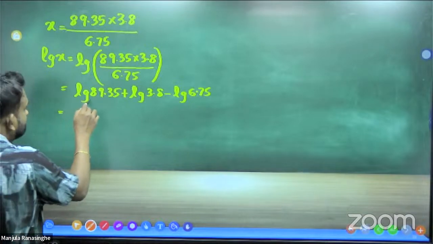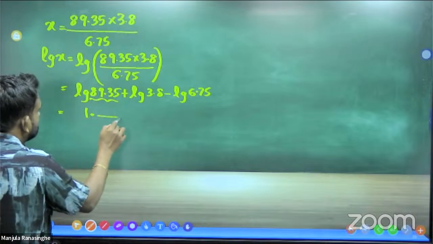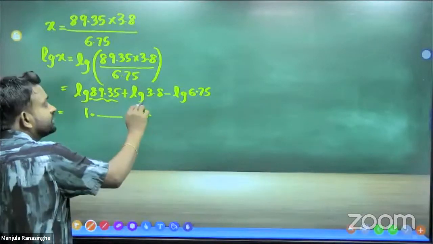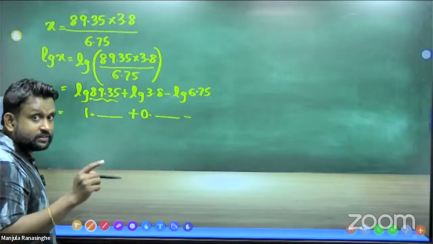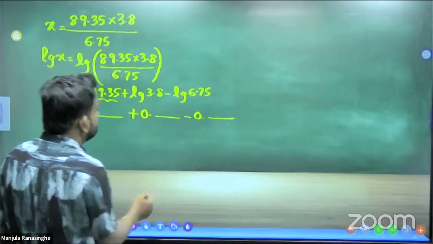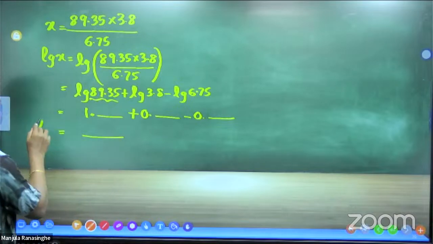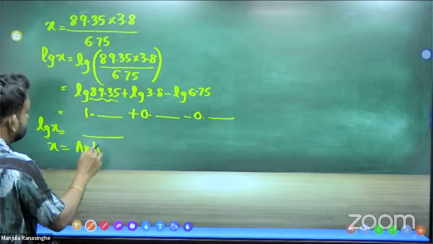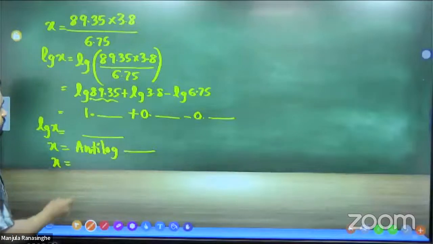Now take the characteristic of this: it has 2 digits, so 1.8935. Here 1 digit, then 0.380. Minus here 6.75, the characteristic is 0, 0.675. Then add these two and subtract this and take the value. That is lg x. Then take x as the antilog of the right side, this answer. Then x should be approximately this value.